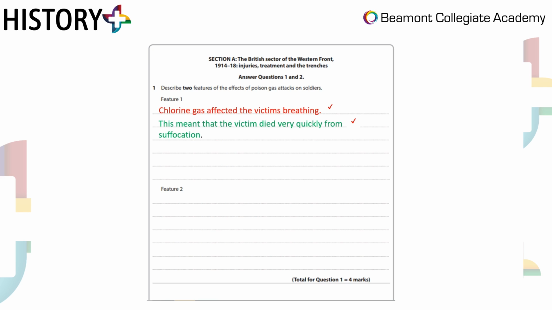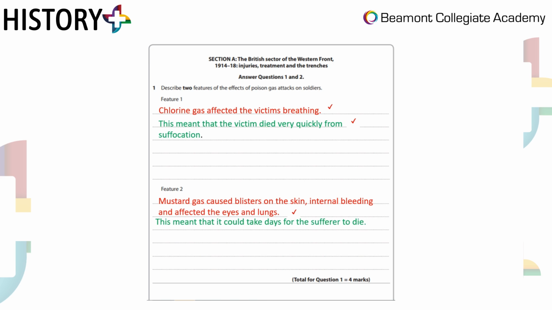I then need to repeat the process, being careful that I'm not using the same information in the second feature. Mustard gas caused blisters on the skin, internal bleeding, and affected the eyes and lungs. That would get me my 3 marks out of 4 now. So in order to get the full 4, this meant that it could take days for the sufferer to die. That would get me 4 out of 4.